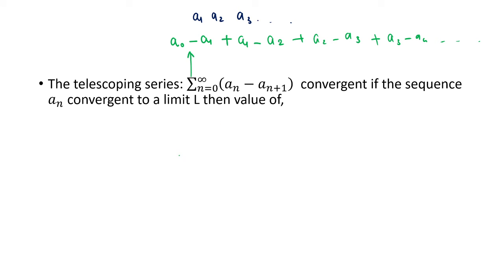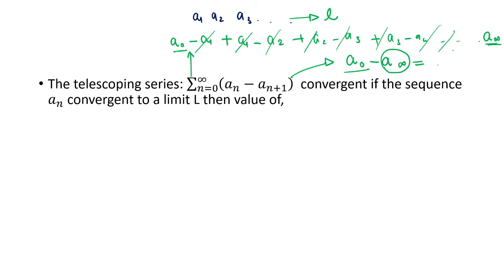I hope now the student can understand that this and this get cancelled, this gets cancelled, this gets cancelled. So what would be left? The final answer would be that A infinity, the last number, would be left and the first number would be left, right? Nothing else would be there. So this is converging toward A0 minus A infinity. Now A0 is the first term, I know, but what is A infinity? A infinity is nothing but the last term in this. If it is converging towards L, the last number is going to be L. So it is A0 minus L.